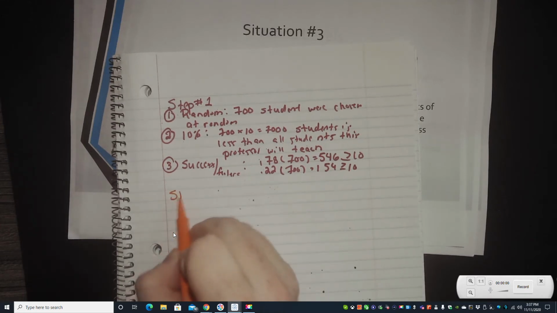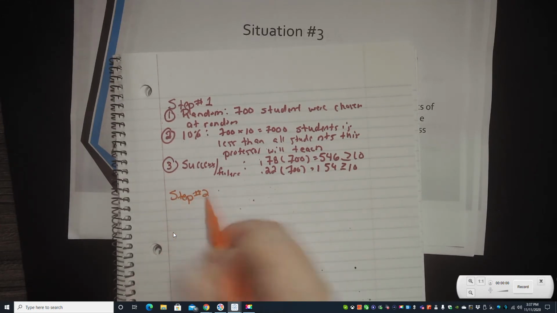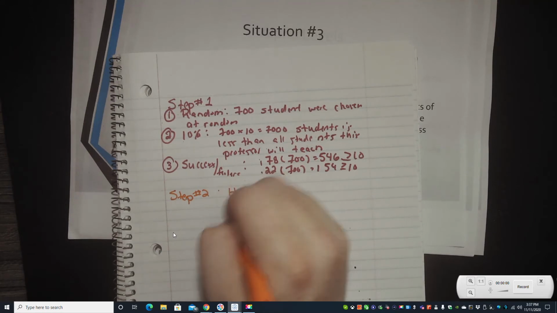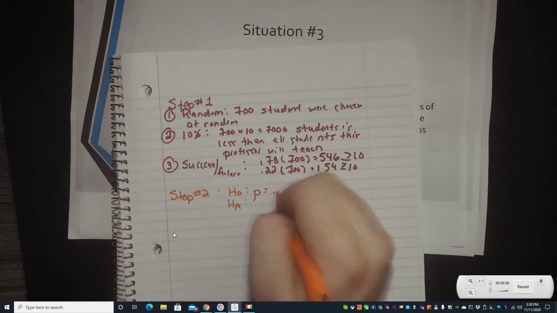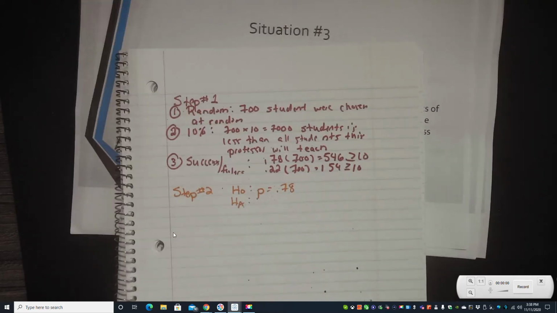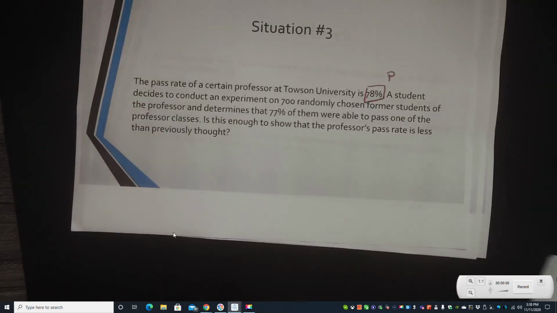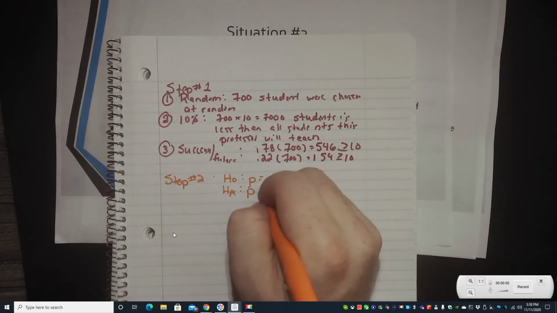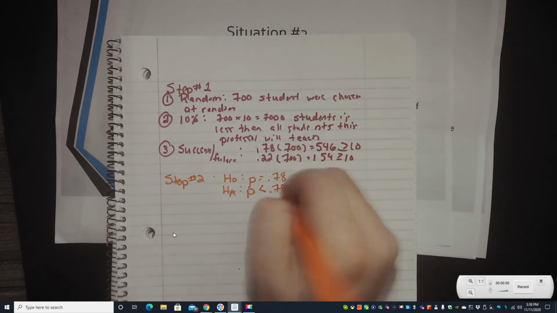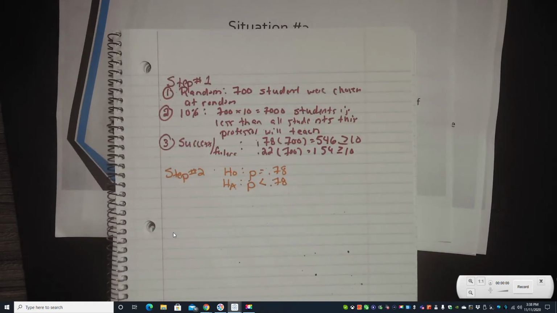Step number 2, we have our null and we have an alternative. So we have P equals 0.78, and if I go back real fast, it says, is this enough to show that the professor's pass rate is less than previously thought? So P is less than 0.78 because we're going to be less than. Okay. Step number 3.